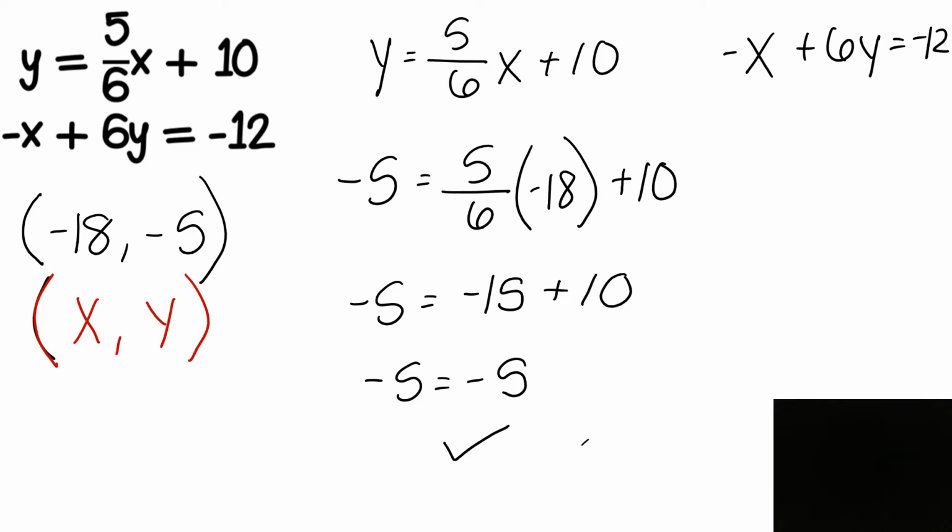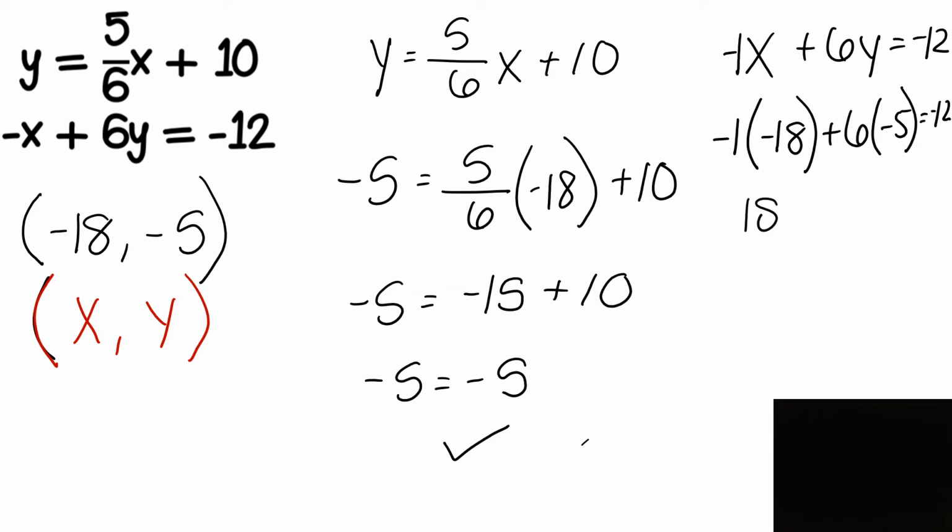Remember, this negative x means it's a negative 1x. So we would multiply the negative 1x by the x value, negative 18. Then we have our 6y value, negative 5, and our negative 12 at the back. Negative 1 and negative 18 would give us a positive 18. Two negatives make a positive.